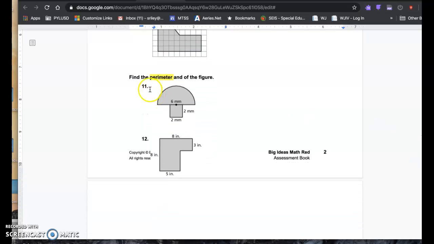So for this one, you are going to find the perimeter of your figure. Remember, perimeter is the distance around, and you need to plug in the missing numbers for these. For the perimeter of a semicircle, you use circumference. So you're going to find the circumference, which you would do 6 times 3.14, divide it by 2 because you have a half, and then add up all of the sides.